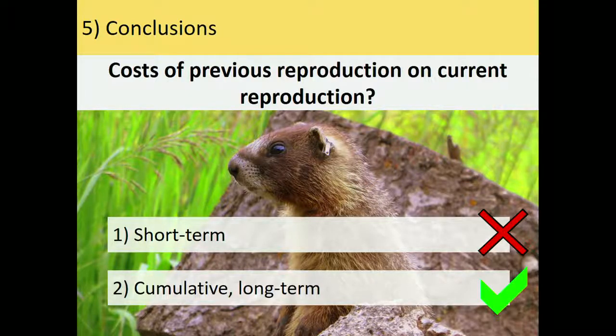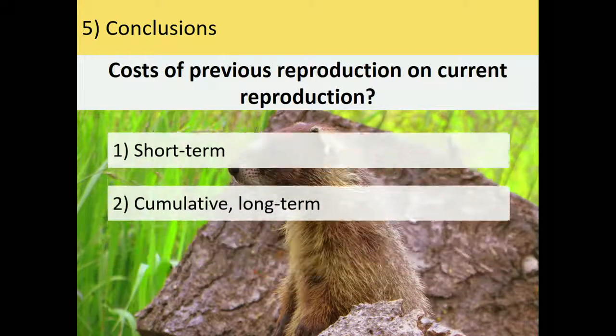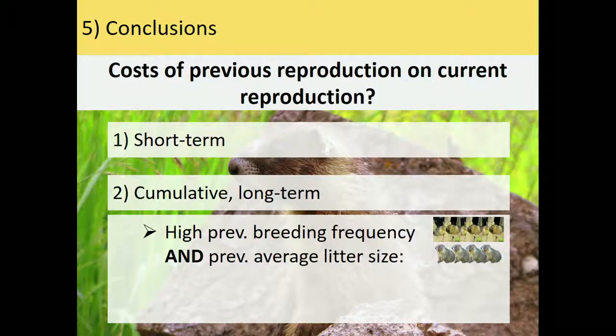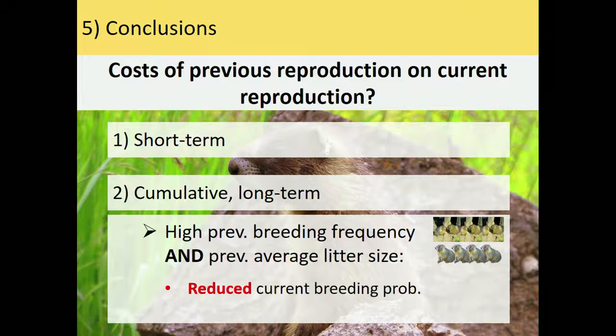But besides persistent among-individual variation in litter size, I also found that there were some long-term effects that suggested that there might be a cumulative cost of reproduction in individuals that had, on average, high breeding frequencies and high litter sizes, so a lot of everything. So this reduced current breeding probability, but not current litter size. And what does this mean?